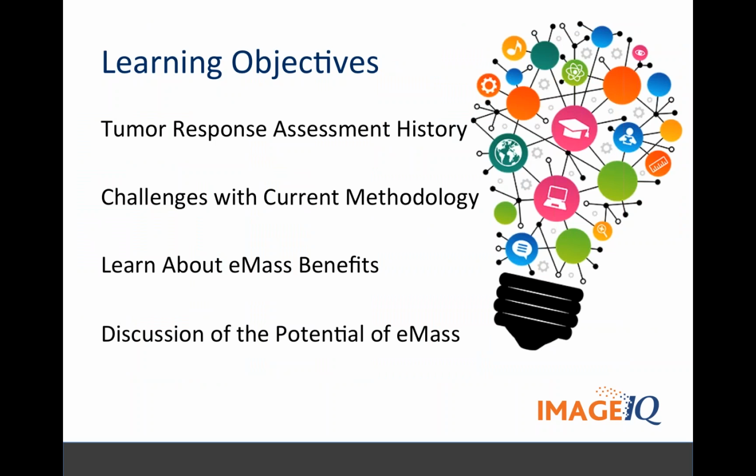But our learning objectives today are really interesting, right? We're going to talk a little bit about the history of tumor response assessment. We're going to talk about those challenges in the current methodology. For those of you who are on the webinar, you've probably heard of RECIST 1.1 or the Choi criteria or something like that. You'll hear about what those challenges are, and then talk a little bit about eMass and get into that along with the demo so you can see how it works and what value it can add. And then we're going to have a little bit of a conversation about the potential of where this can go, because software is never done and the vision is pretty broad. So we're going to be doing that kind of stuff.